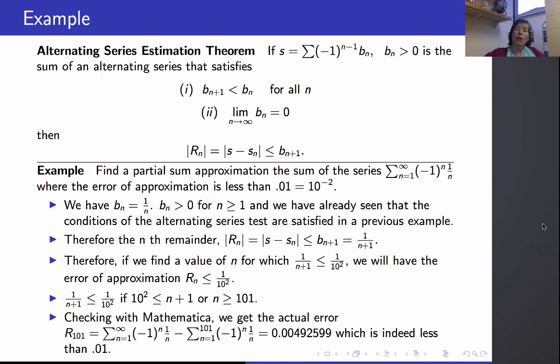However, if we don't know what the sum of the series is, we don't know what the actual error is, but we're guaranteed that it's less than 1 over 10 squared.